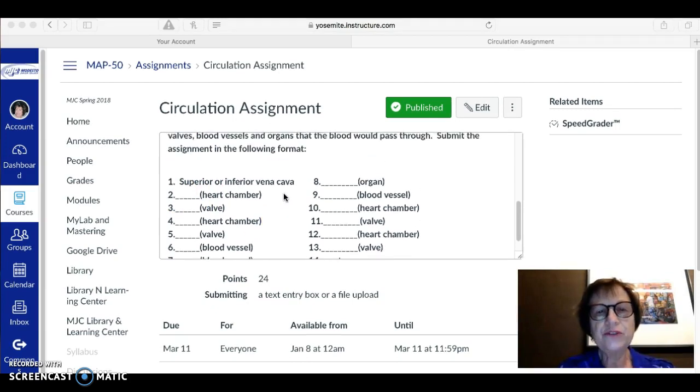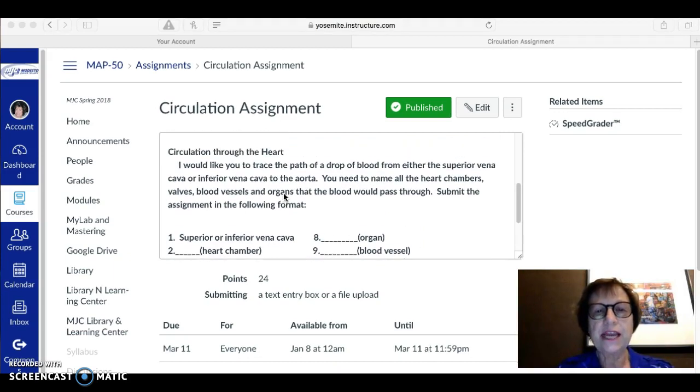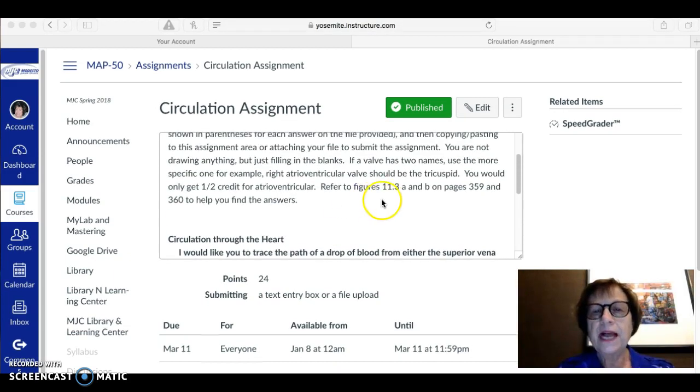And you can do this by looking at the diagrams in your chapter. Figure 11.3, A and B, which should be on page 359 and 360. If you follow those diagrams, they name the structures, and you should be able to look and trace the blood flow through the heart. Your book also talks about this, and you can probably take a look online and find the flow of blood. So this is your main assignment for the week.